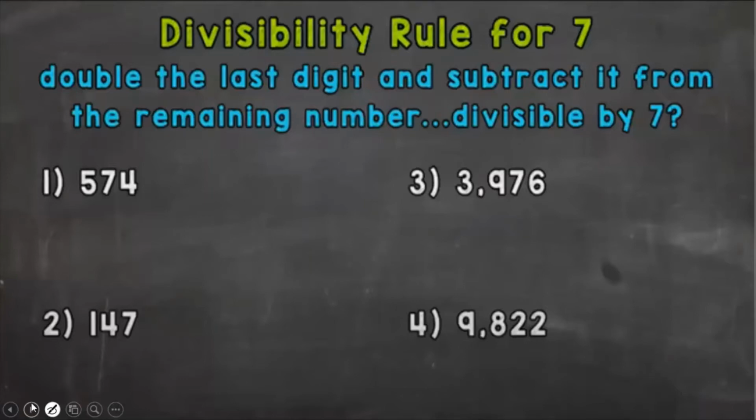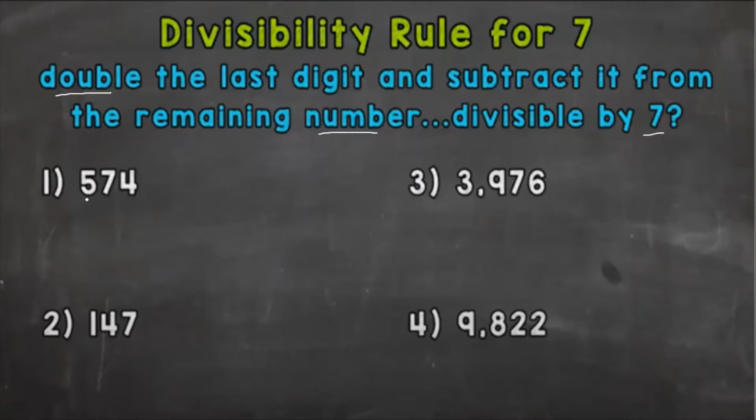by 7. Now, the divisibility rule for 7 is: double the last digit and subtract it from the remaining number. The answer should be divisible by 7. Again, remember, the rule for 7 is we double the last digit. So let's start with number 1.